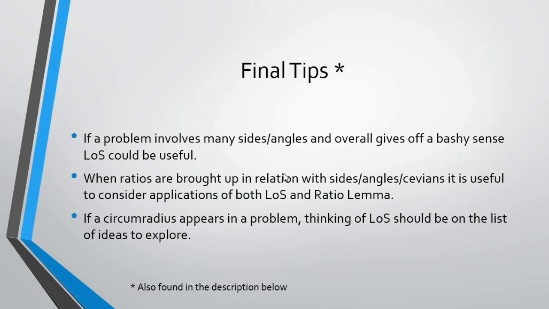And when ratios are brought up in relation with sides, angles, and cevians, it is useful to consider the applications of both the law of sines and ratio lemma, as the ratio lemma deals with ratios. I mean, that's how we get that. If a circumradius appears in a problem, thinking of law of sines should be on the list of ideas to explore. This is because there's not a lot of ideas or principles that relate to circumradii and triangles and all that kind of stuff. And more than likely, law of sines will be useful.